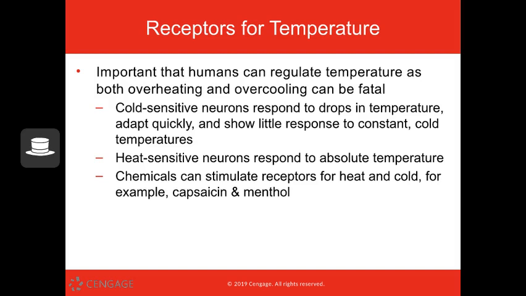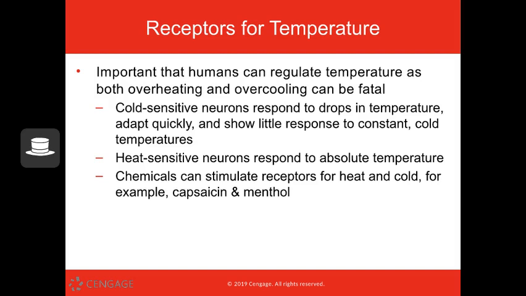So, cold sensitive neurons respond to drops in temperature. They adapt quickly and show little response to constant cold temperatures. So, a sudden change in temperature, so for example, holding an ice cube, is going to cause those to fire. Being in a cold room isn't going to make those neurons constantly fire because it's constant.